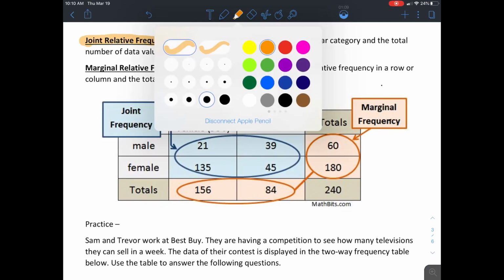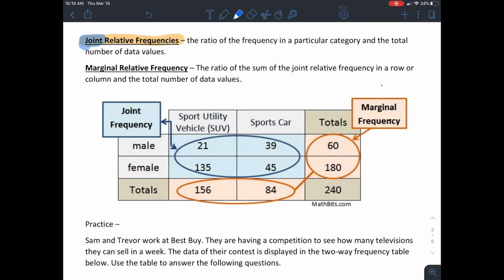Now that word joint here is extra important, okay? Why, you might say? Because a joint relative frequency is a joint frequency over the total. Okay, so what does that mean? Well, joint relative frequency is a ratio. Ratio is another word for fraction. So a joint relative frequency is a fraction between a particular category and the total number of data values.